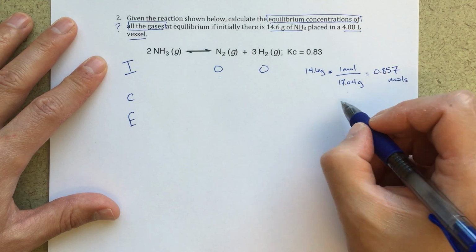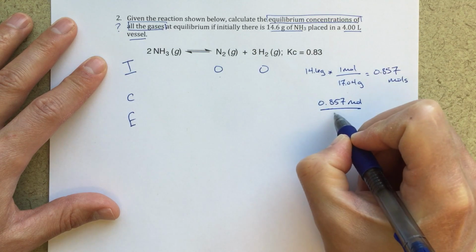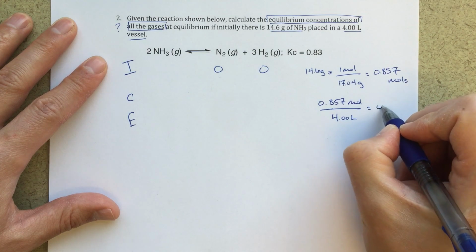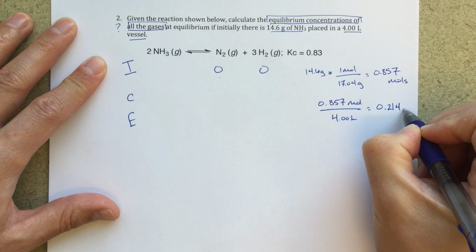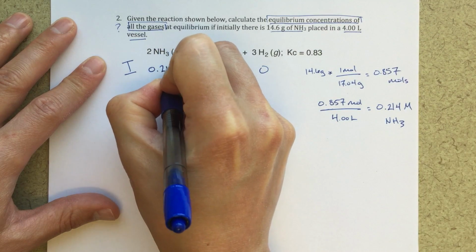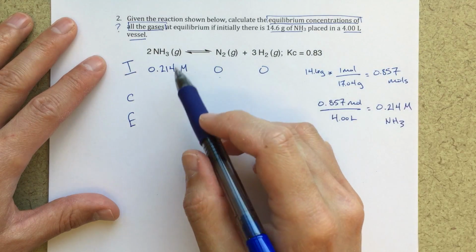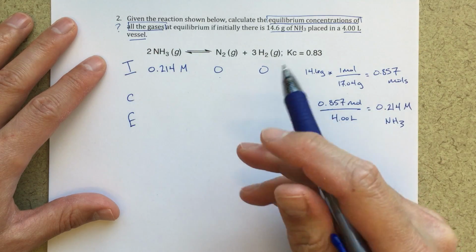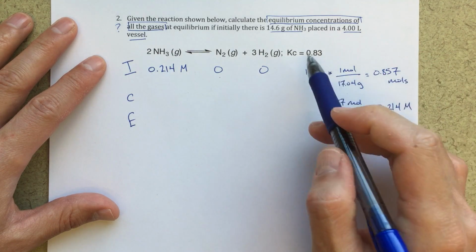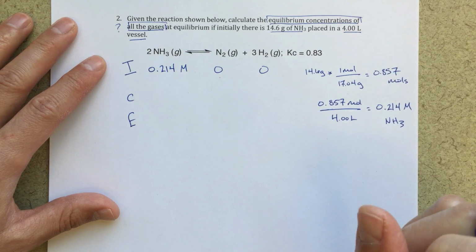Then converting that into molarity, 0.857 moles divided by 4.0 liters in this case is going to give me a starting molarity of 0.214 molar NH3. So that's what's going to go right over here, 0.214 molar. And again, it's just a good idea to use concentrations, to use molarities in your ICE tables. You can use number of moles, but that just becomes a little bit tricky when we're dealing with our Kc, right? Because remember that our Kc is in terms of molarities, in terms of concentration.